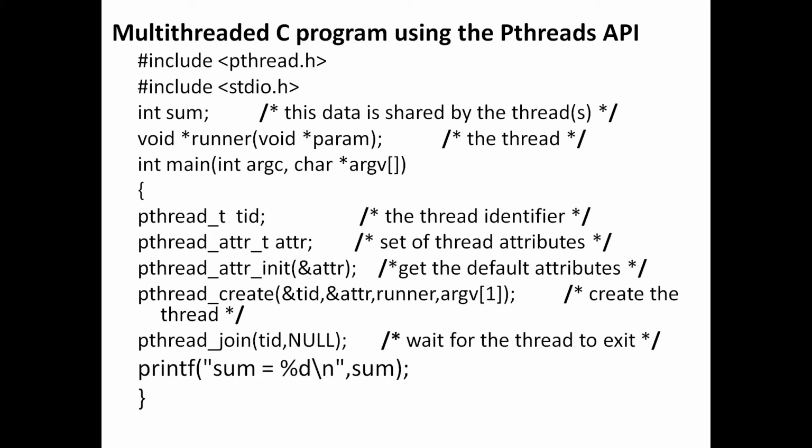This method is used to wait for the thread to exit. Until the thread exits, this join method blocks the main method. Once the thread is destroyed, it receives the value as null here. Then it allows the main method to continue its execution. In the main method we have the next statement, printf sum. The sum value 6 will be printed here. This is the multi-threaded C program using the pthread API.